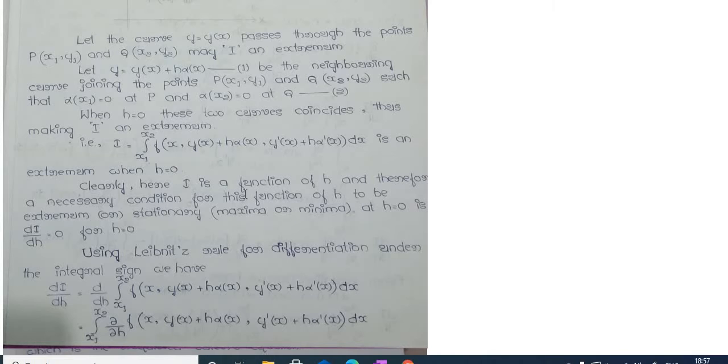Clearly, here I is a function of h. Observe, here I is a function of h, and therefore the necessary condition for this function to be extremum or stationary at h equal to 0 is dI by dh equal to 0 for h equal to 0. This we have taken from differential calculus.